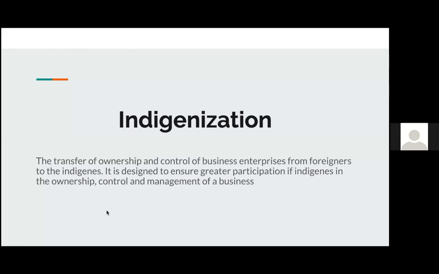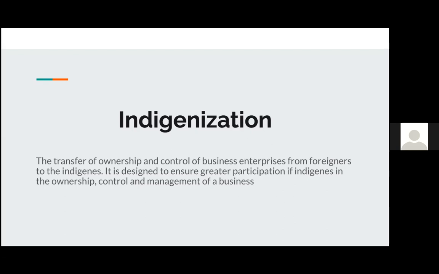The next thing we're going to look at is indigenization. This is the transfer of ownership and control of business enterprises from foreigners to indigens. It's designed to ensure that there's greater participation for indigens in the ownership, control, and the management of the business.